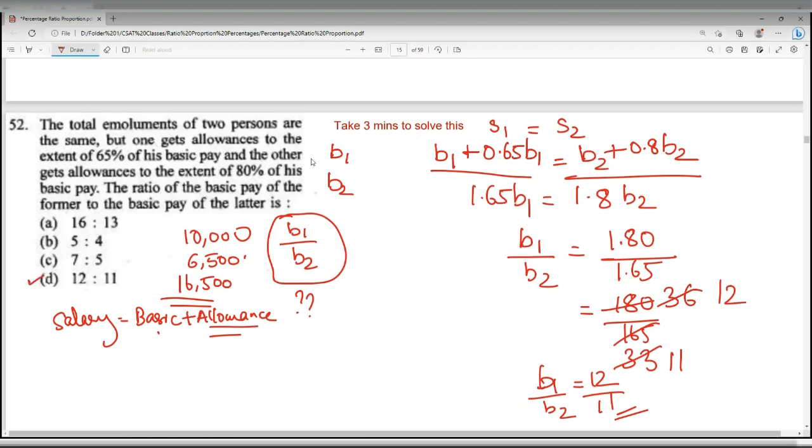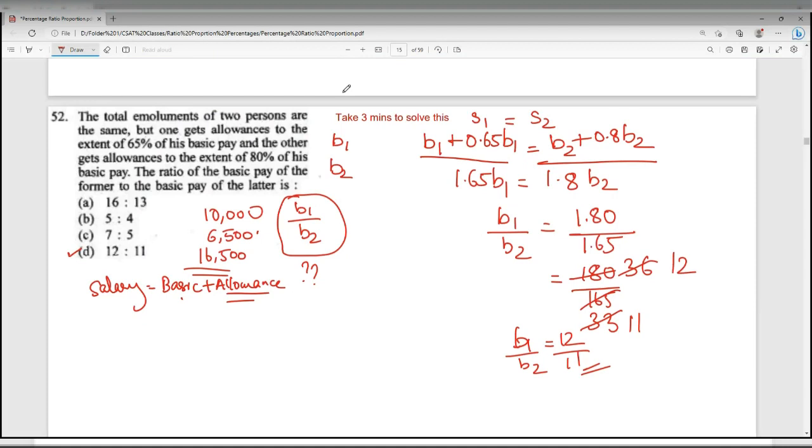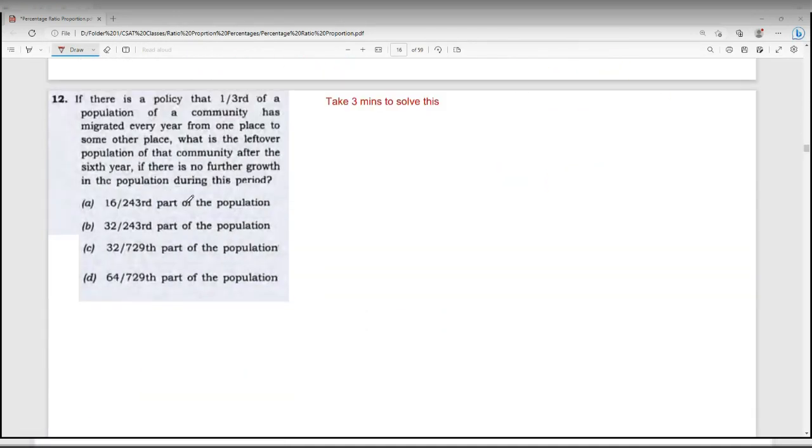I hope you have got this. If you still have any doubts, please ask. I'll try to clear that, or else we'll move to the next question. Okay, we'll move to the next question. Take 3 minutes to solve this.